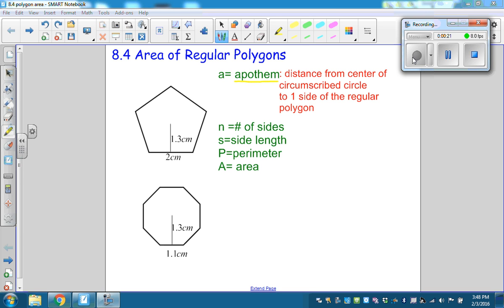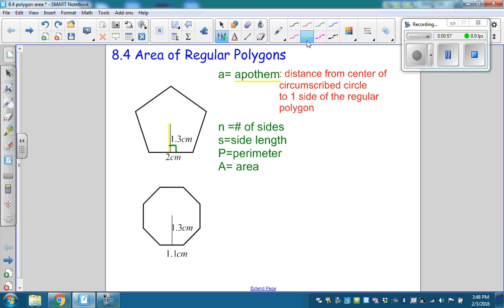apothem. And the apothem is this segment that goes from the center of your polygon, which is also the center of the circumscribed circle, and it goes from that center to the side at a right angle. And so the area of a regular polygon is dependent on the apothem.